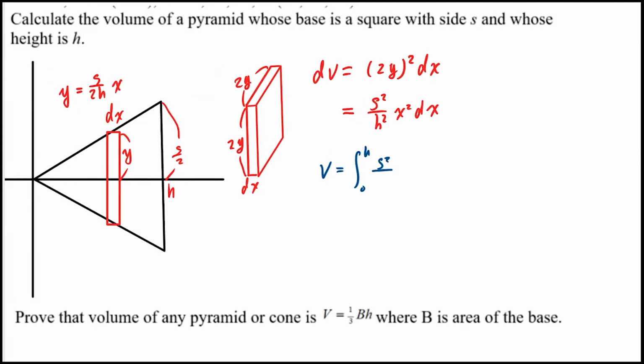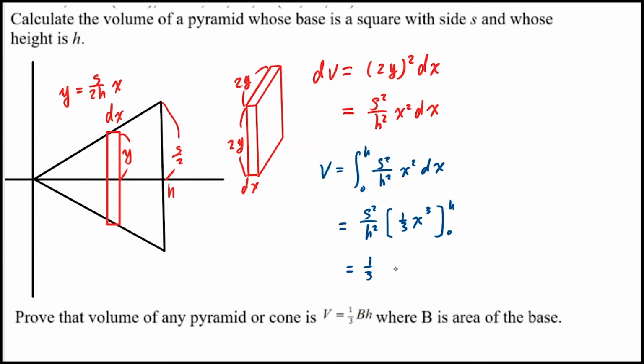And then s squared over h squared x squared dx. Now that, of course, is s squared over h squared constant outside. And then I'm going to have x cubed, therefore 1/3. So what we will have is 1/3 s squared over h squared. This is from 0 to h.